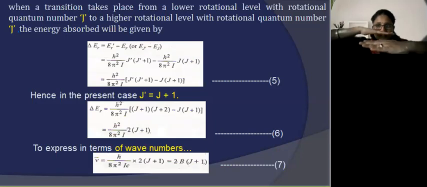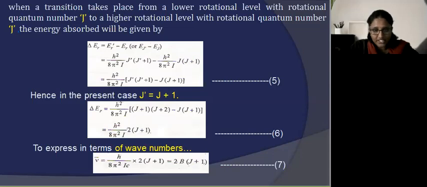If you consider this as the lower energy level, E1, and this as the higher energy level, E2, the gap between E1 and E2 is delta E. Here E R dash is the rotational energy of the higher level, and E R is the rotational energy of the lower level, or you can represent it as E J dash minus E J. On substituting all the values, you will get h square divided by 8 pi square I into J dash into J dash plus 1 minus J into J plus 1. This is equation number 5.